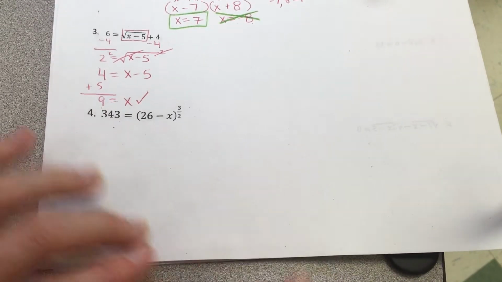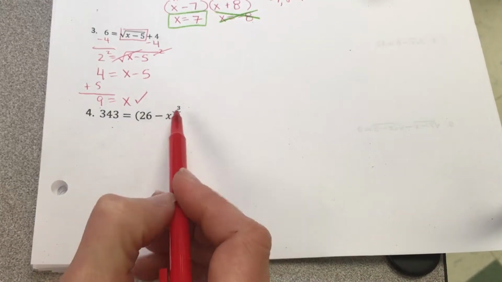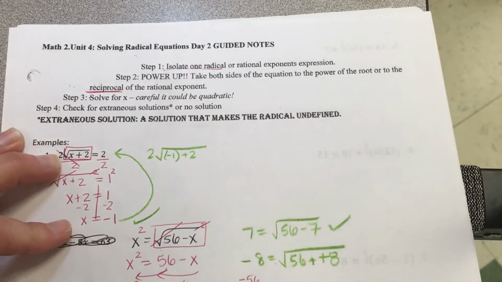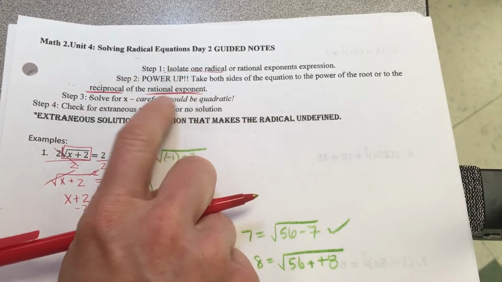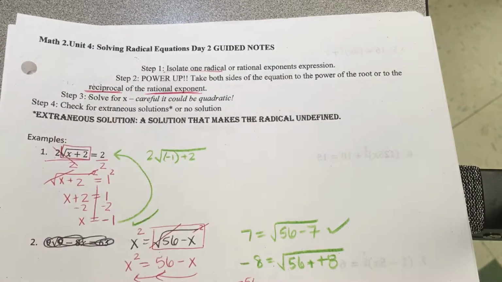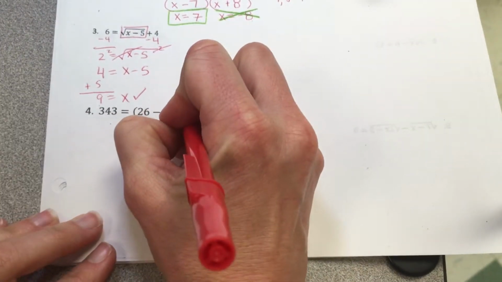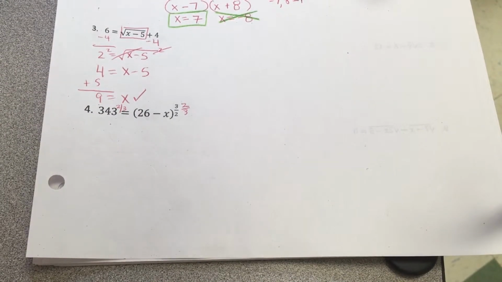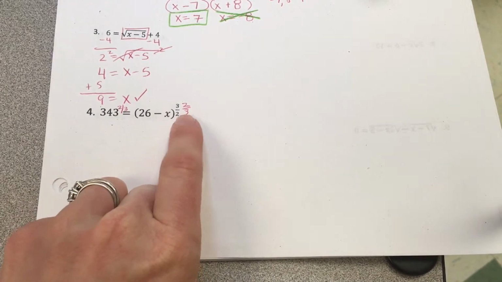All right, here's what's new. It's really easy though. Number 4, this one has an exponent of 3 over 2. To get rid of this exponent, you do the reciprocal of it. If you have a rational exponent, rational means fraction, you do the reciprocal of it. What's the reciprocal of 3 over 2? 2 over 3. So you flip it. You have to do it to both sides. It's the 2/3 power. These two cancel each other out.